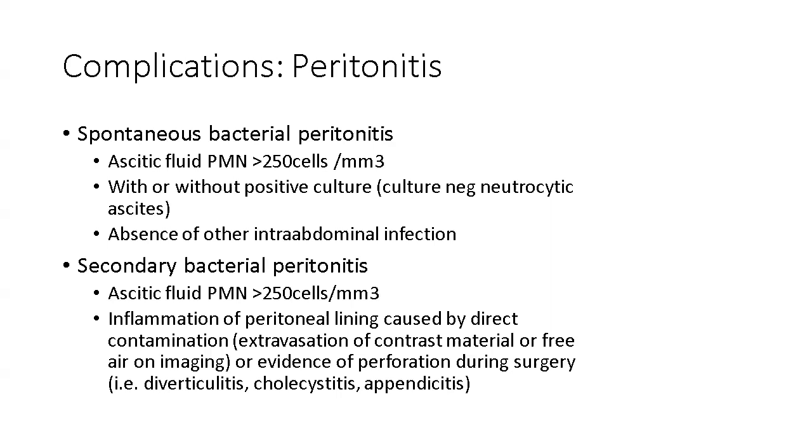Both of them are going to have ascitic fluid PMNs, or neutrophils, of greater than 250. A note for SBP, this can be with or without positive cultures. So even if you have a cell count above 250 and your culture comes back negative, it doesn't matter, your cell count is high, you're treating anyway. If the culture is positive, great. If it's negative, you call that culture-negative neutrocytic ascites, and you treat for your full course regardless.